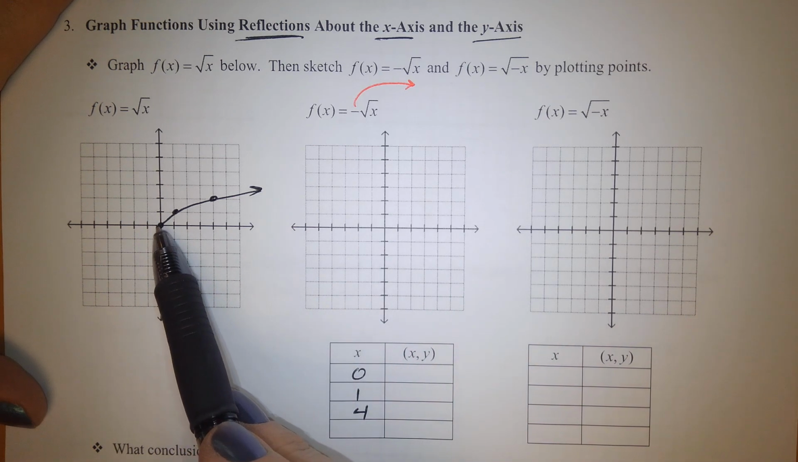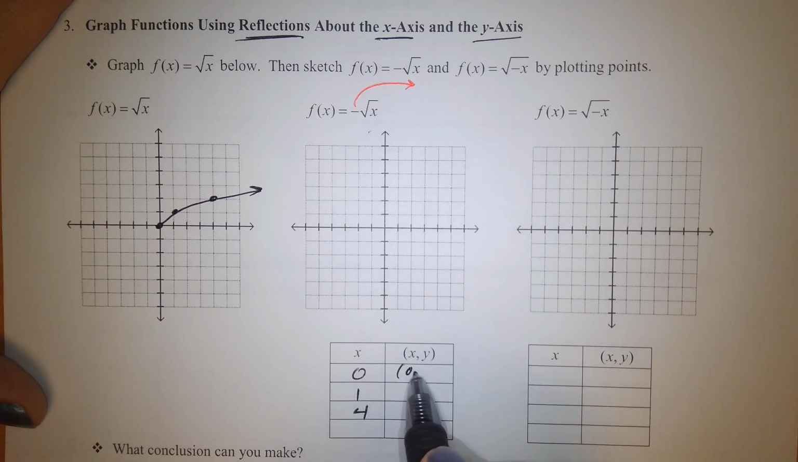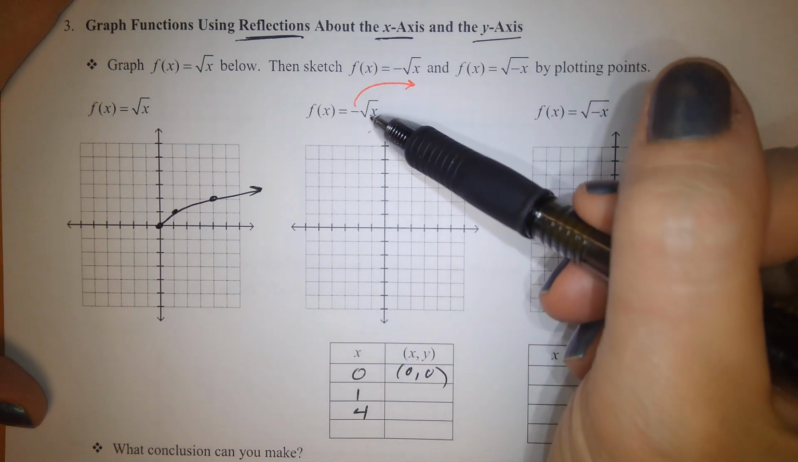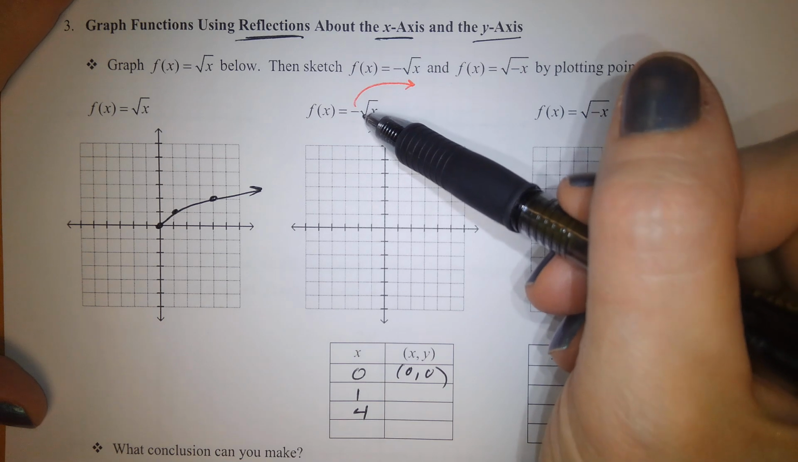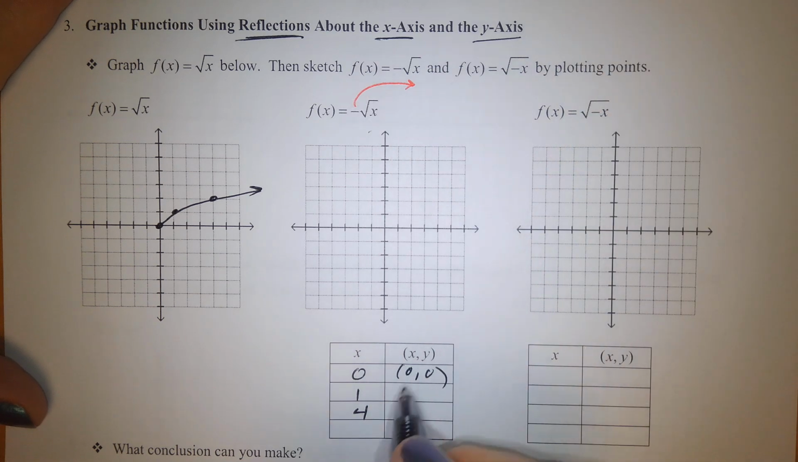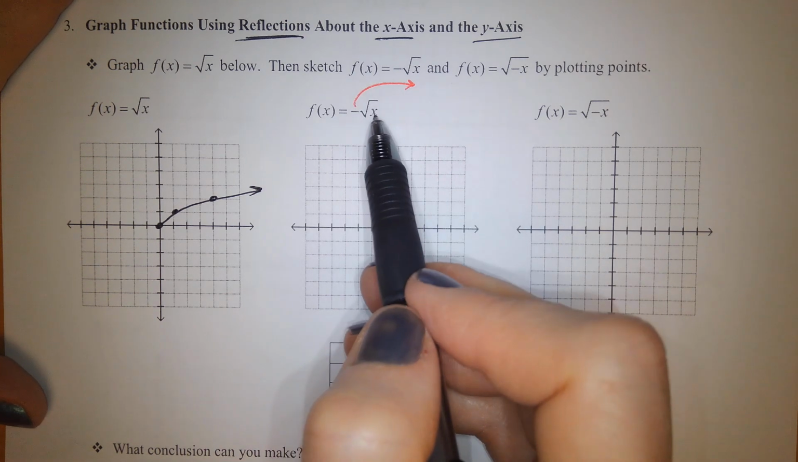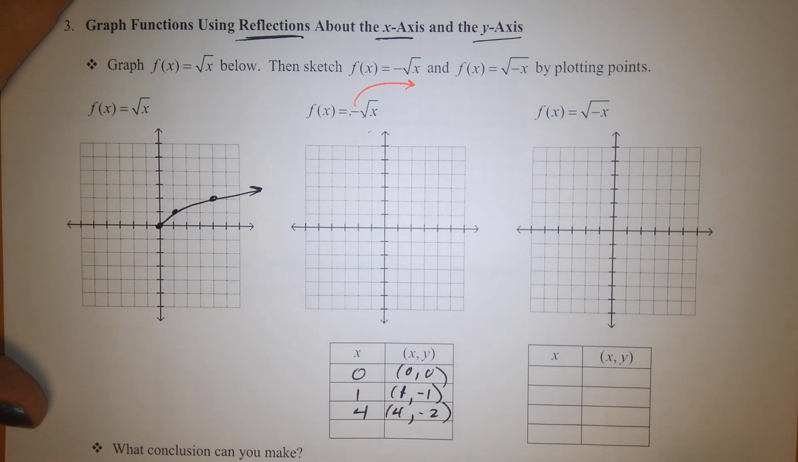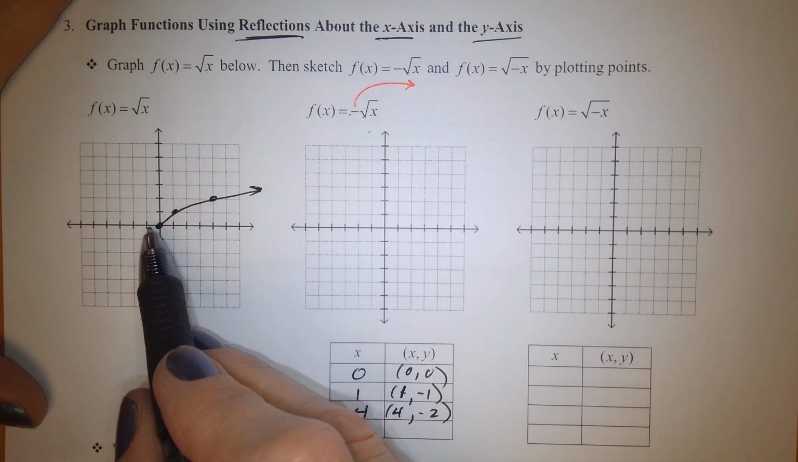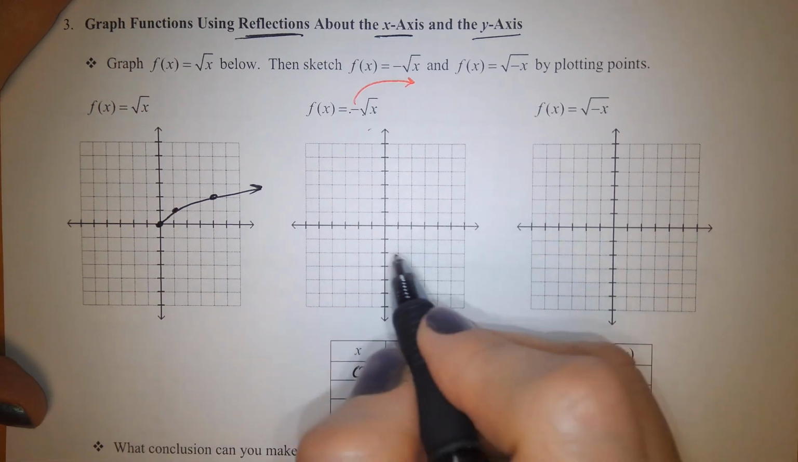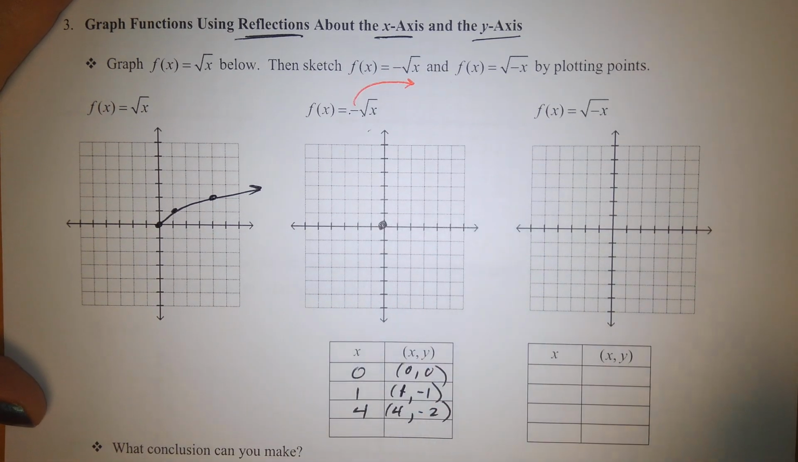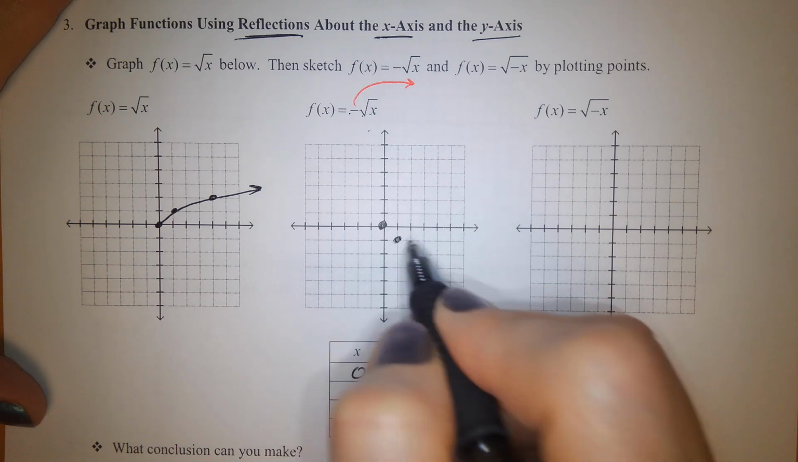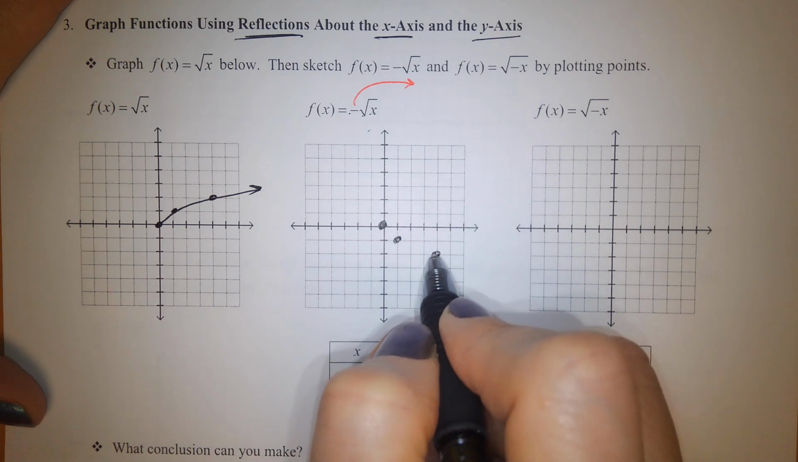So my point, which was at 0, 0, well, that's still at 0, 0. When I put a 1 underneath here for x, I get square root of 1, which is 1, but then the negative in front tells me I get a negative 1 for y. If I put in a 4 for x, that gives me negative square root of 4, so that's a negative 2 for y. So my 3 points that I had over here on the left are now going to be located at the origin, 1, negative 1, and 4, negative 2.